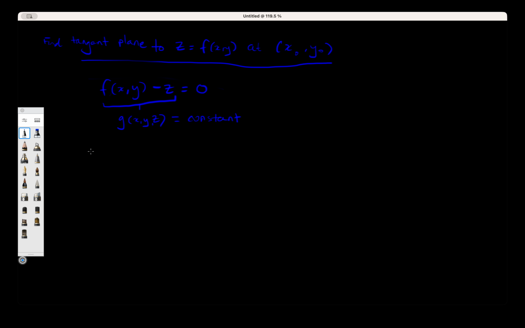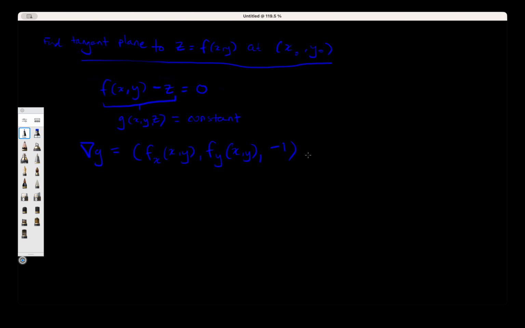The next step is we want to now get our gradient vector of g, which is simply going to equal the partial with respect to x, partial with respect to y, and then we have this minus z tagged on at the end, so that's just going to be minus 1.